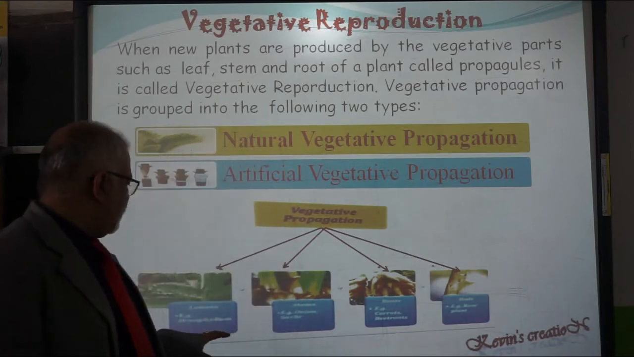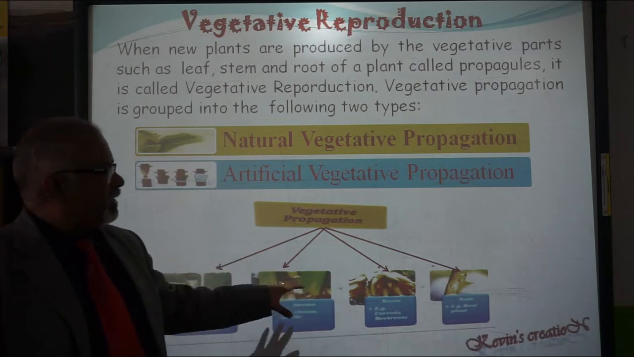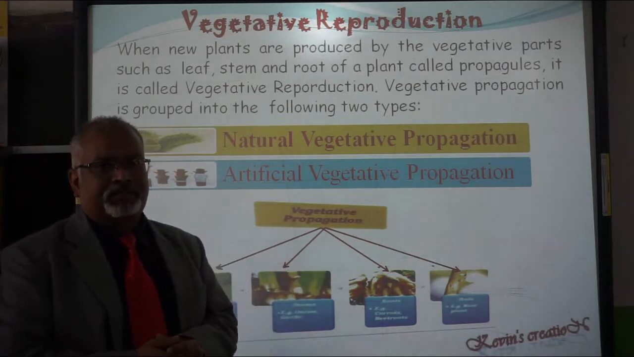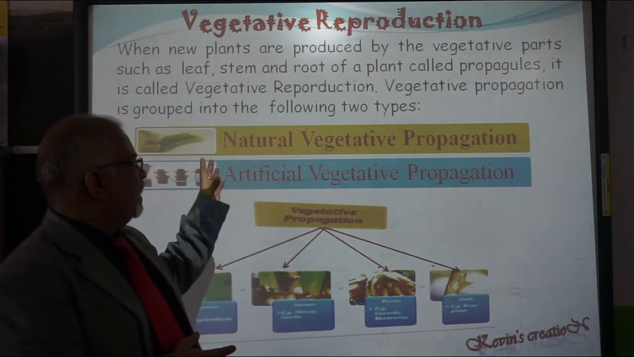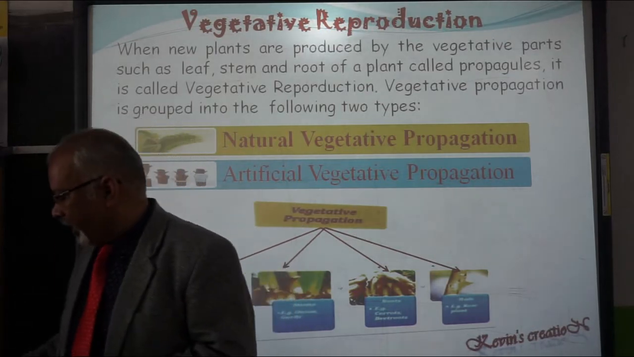Now here you can see how through the leaves, roots and stems vegetative propagation takes place. So in the next class we will be discussing the natural methods of vegetative propagation.